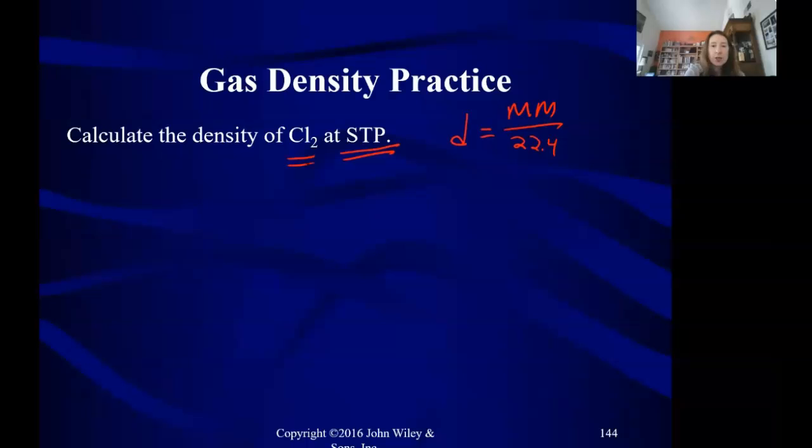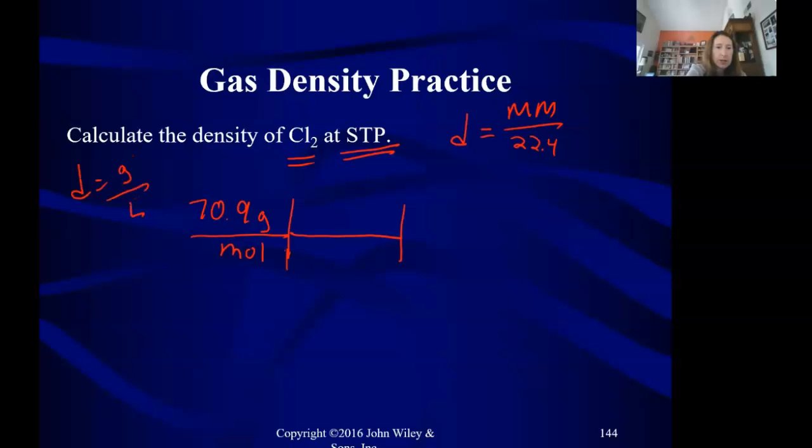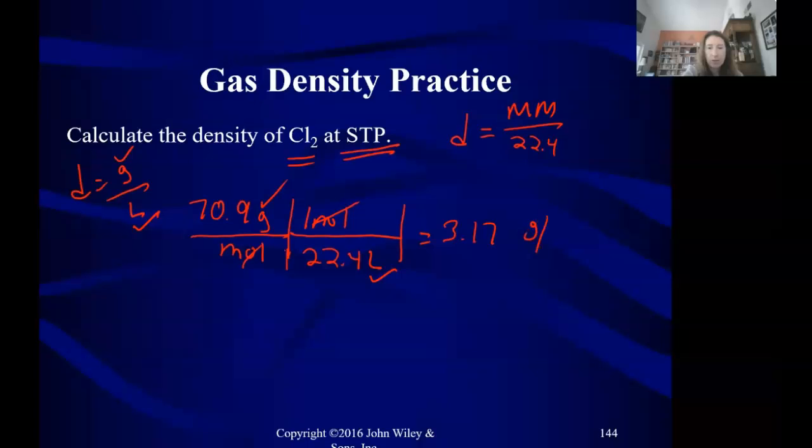So Cl2, diatomic, it's 35.45, so that's like 70.9 grams per mole, right? And remember, density equals grams over liters. So we want grams on top. Check, grams on top. And then there's 1 mole in 22.4 liters. Moles, moles, liters on the bottom. That's how we find our density. We end up with 3.17 grams per liter.